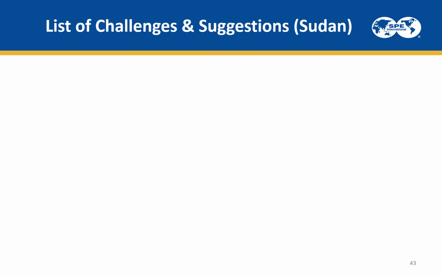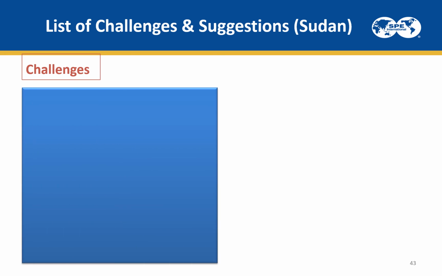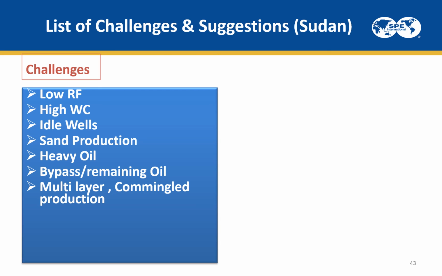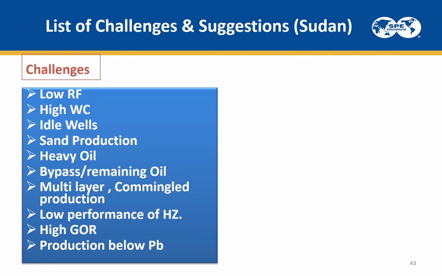In this slide, I will give a list of the current challenges for Sudanese oil fields with some suggestions. One is low recovery factors and high water cut. Besides that, there are a lot of idle wells in Sudan. Sand production in Sudan is very challenging, especially in heavy oil fields. The heavy oil itself is very challenging. There is a lot of bypassed and remaining oil in Sudanese oil fields. We do have a lot of multi layers and commingled production. One of the challenges in Sudan is low performance of horizontal wells, high GOR, and how to deal with artificial lift with high GOR, and production below bubble point.